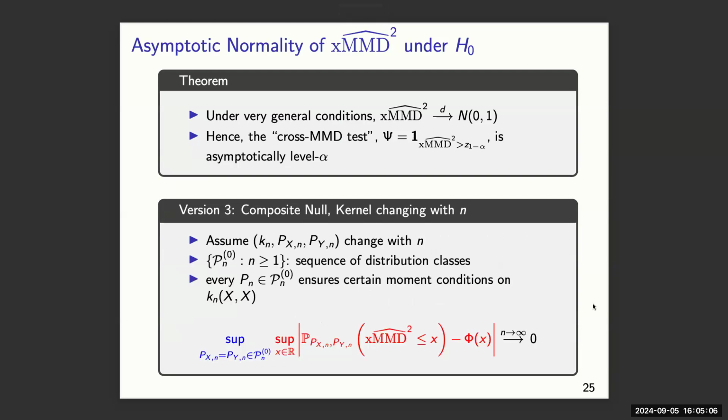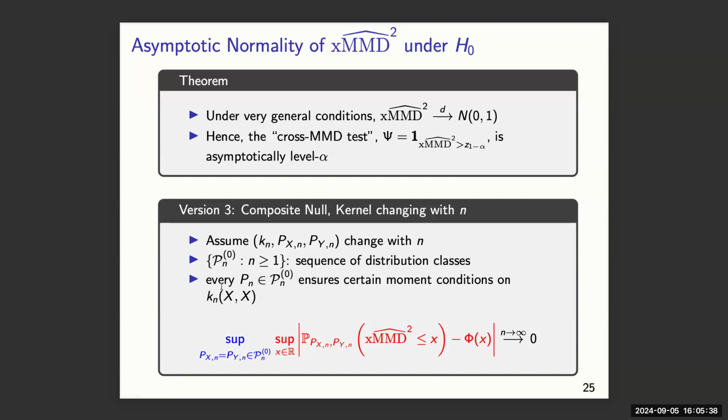So here we assume that we have a class of null distributions. Think of Pn superscript 0 as a sequence of distribution classes. If the kernel is Gaussian, then this Pn contains all possible distributions, but they are changing with n. So the distribution classes are changing with n, or in other words, the domain over which they are defined could also be changing with n. As long as certain moment conditions, which are a bit complicated to write, are satisfied, we get a very strong uniform convergence result.